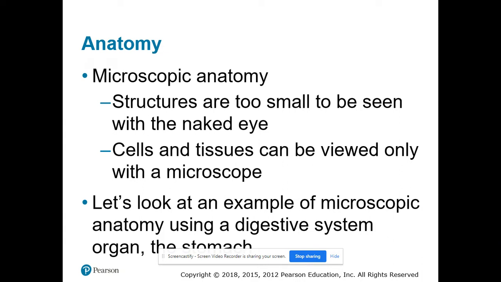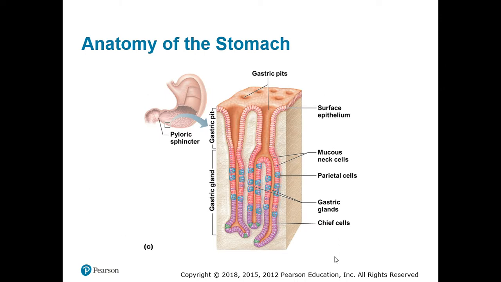The other part of anatomy is microscopic anatomy, and this is probably the part of A&P that you really haven't seen too much of. This is where we delve deeper in looking at the cells and tissues that make something up. So specific types of cells like goblet cells, or our example that we had were parietal cells and chief cells.